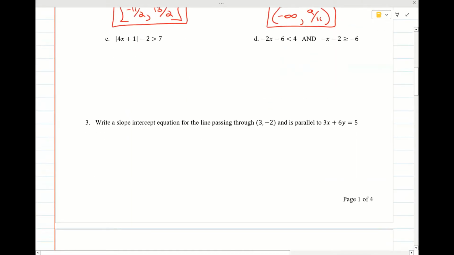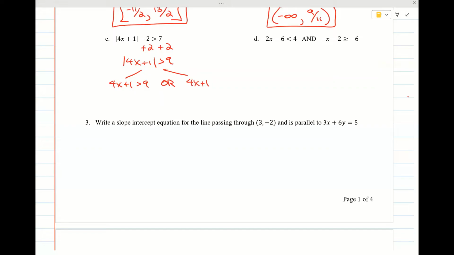For letter C, absolute value inequality, just like with equations, we want to get the absolute value by itself. Then we could separate it. One side stays exactly the same. And then the other side, we would switch the inequality and take the opposite of the right. We switch the inequality because we're multiplying 9 by negative 1. So we get 4x is less than negative 10. X would be less than 5 halves if we reduce. And then 4x is greater than 8, or x is greater than 2.